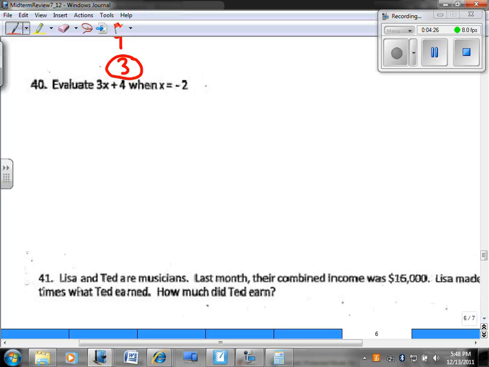Okay, we need to evaluate 3x plus 4 when x is equal to negative 2. So we're going to put in negative 2 for x. 3 times negative 2 is negative 6 plus 4. Negative 6 plus 4 gives us negative 2 as our answer.